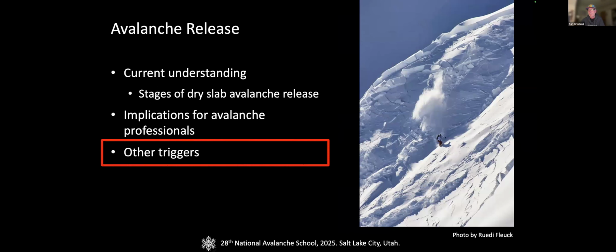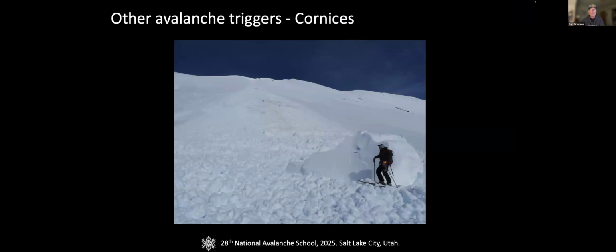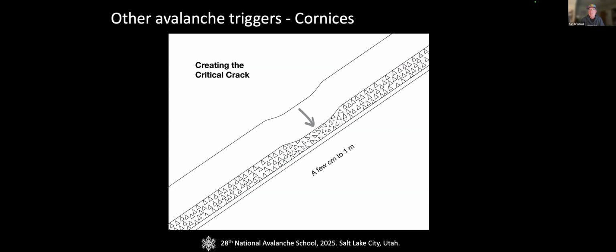All right. Just going to quickly break through some other triggers. I'm not going to go through this in any great detail. The main thing is now that we understand avalanche release, we understand that we need to bend the slab and break the weak layer. Once we do that, everything else happens, right? So how do cornices trigger avalanches? Well, we bend the slab, break the weak layer. And this is the same thing too with other triggers.